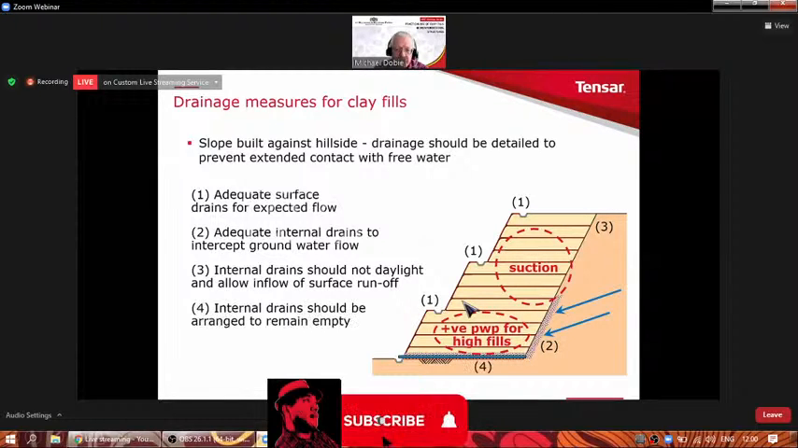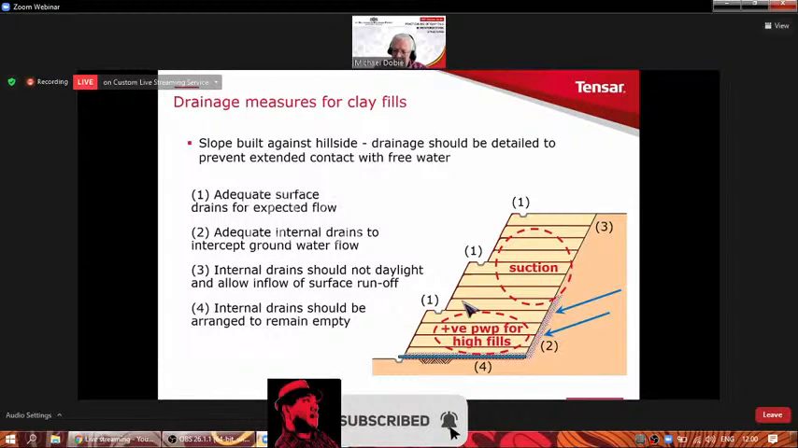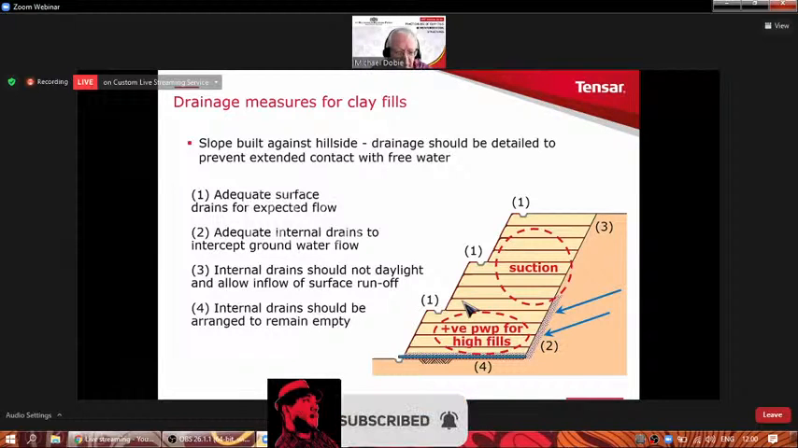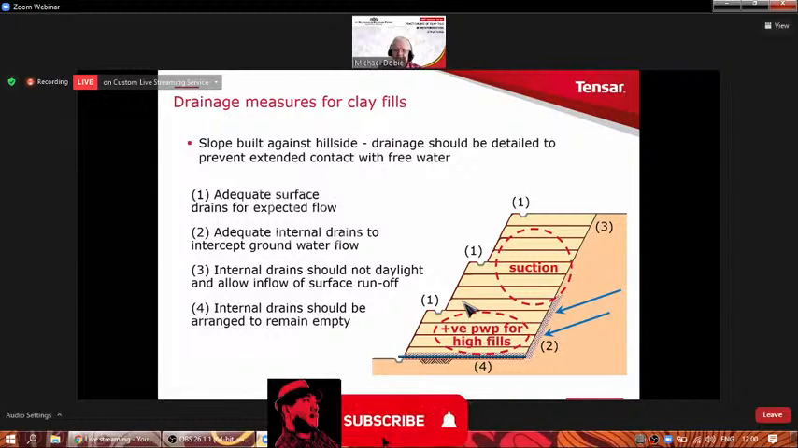It's also important that the internal drains should be arranged to remain empty. You don't want them sitting there full of water. Just remember our friend Clay and what he asked. He said, please don't put me in contact in the long term with free water. So these are some of the principles which I feel are very important when you're designing drainage in conjunction with clay fills.